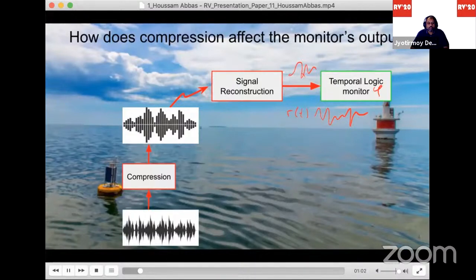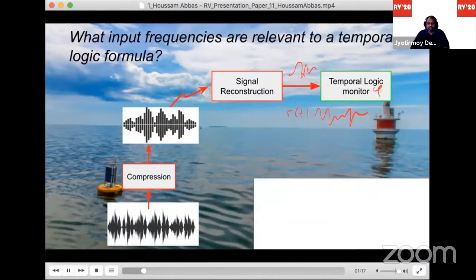Because we lost some information, did we lose any information that is relevant to the formula? Did we change the verdict of the monitor dramatically? Now, since in signal processing a lot, if not most, compression algorithms operate in the frequency domain, another way of asking the same question is, what input frequencies are relevant to a temporal logic formula, right? So you can see here in this signal, there are some low frequency variations that I am drawing, and there are also, of course, some very high frequency variations. Well, which ones of these are relevant to the formula?